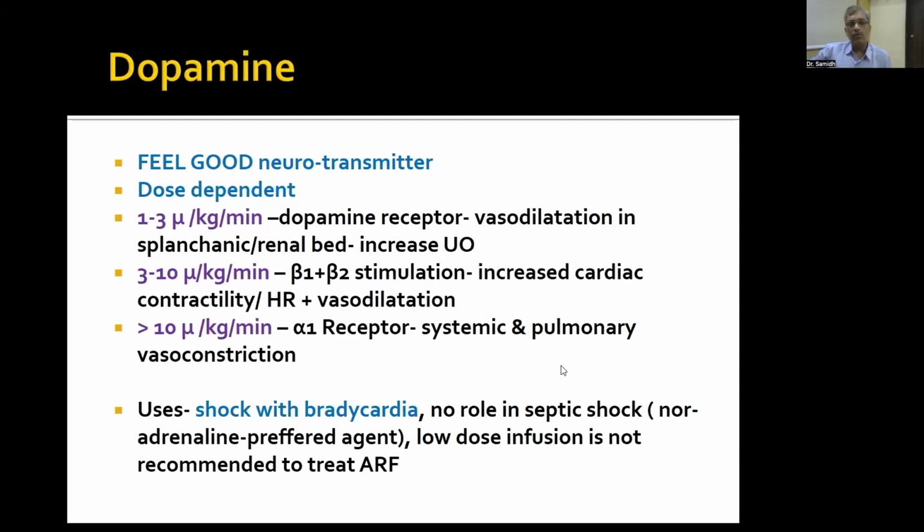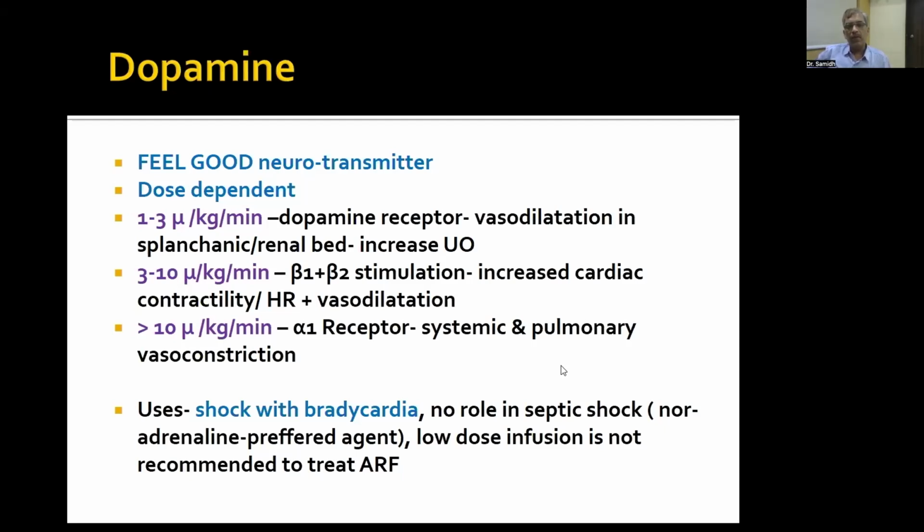In moderate doses, 3 to 10 mics per kg per minute, it causes both beta 1 and beta 2 stimulation, which increases the cardiac contractility, also increases the heart rate, and it causes some vasodilatation. In more than 10 mics per kg per minute, it has a predominant alpha 1 receptor action, resulting in systemic and pulmonary vasoconstriction.